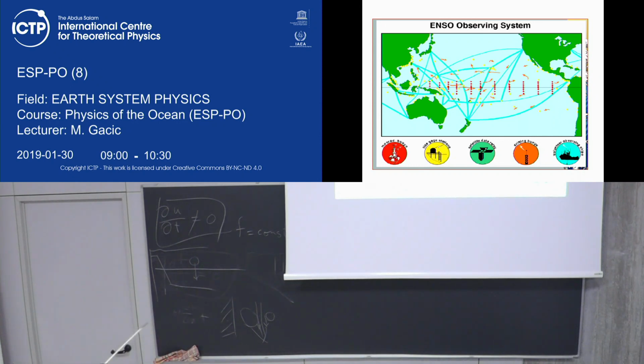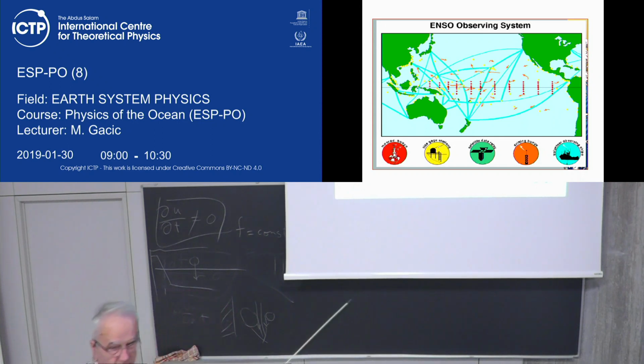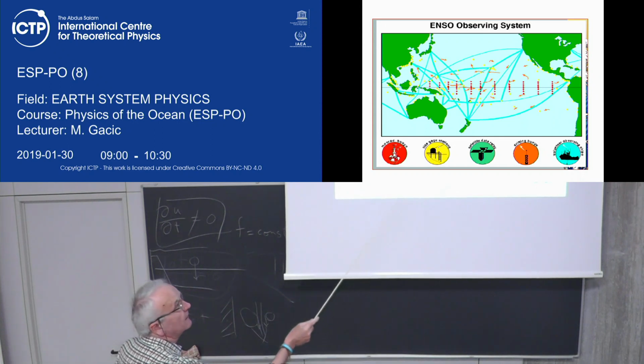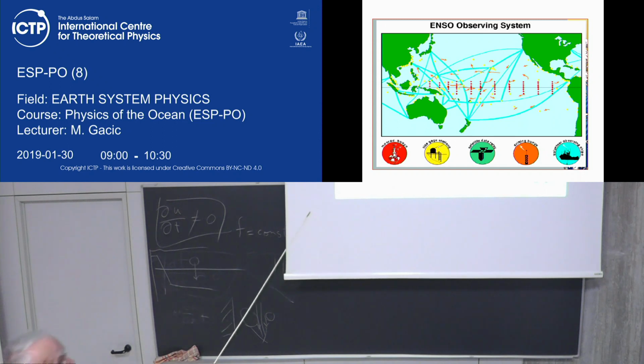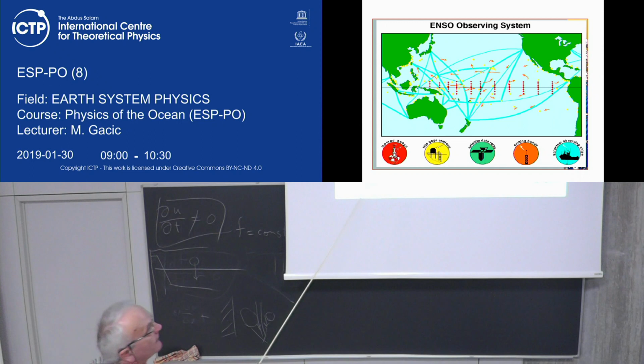There are a series of buoys, oceanographic buoys, which do several measurements like temperature, salinity, current velocity, and so forth. You can see how rich this observing system is, with a number of buoys here, which send the data in real time to the center where they do the calculations. This is obviously an international program.